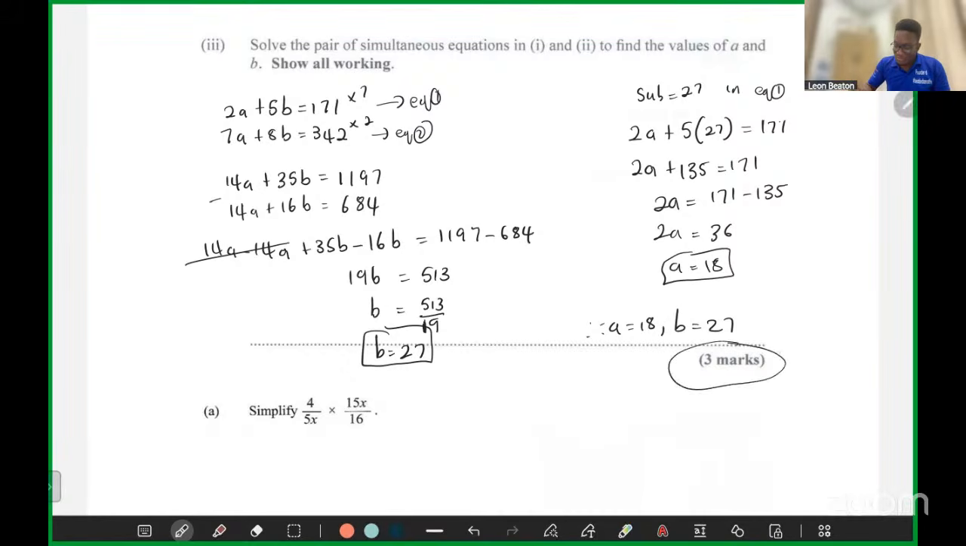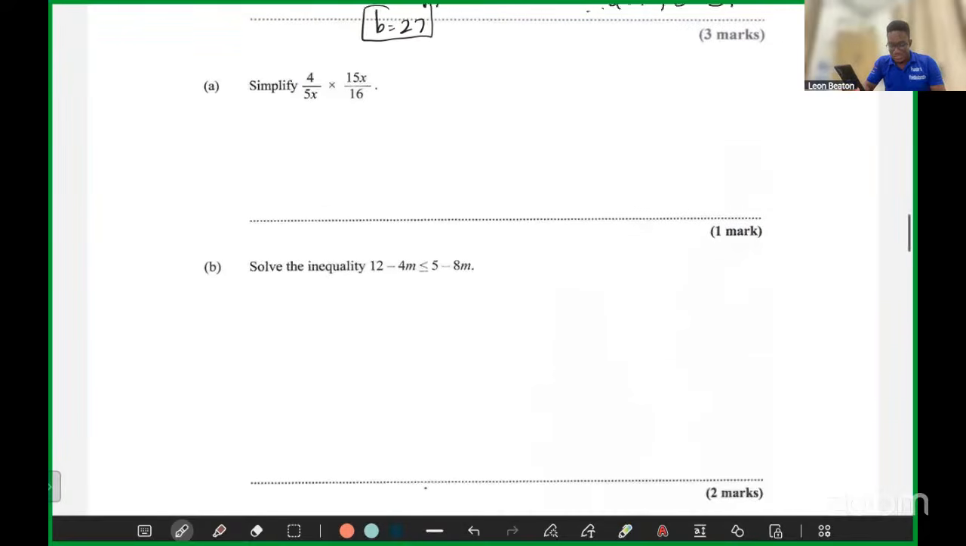Three marks. Do you think this went for 3 marks? Was this hard for 3 marks? Be honest with me, man. Was this hard for 3 marks? Was it? All right, good. Yeah, it wasn't, right? It wasn't hard at all for 3 marks. So let's go. We're done here now.